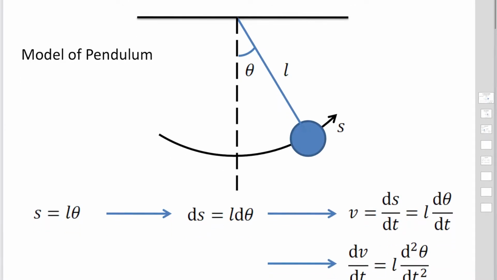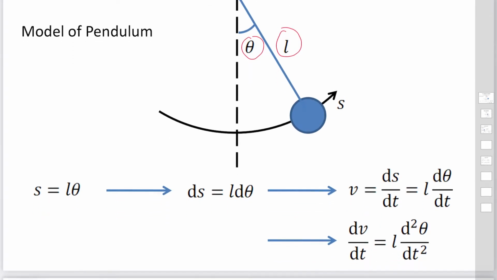The length of the string is L, lowercase l. The object oscillates under gravity. The angle formed by the vertical line with the string is theta. The length of the arc the object has moved from the lowest point is expressed as L theta. This is the length s.